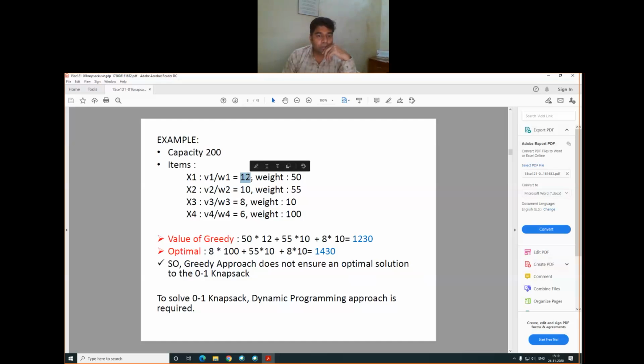The first item has profit per weight V1 upon W1, meaning the first item's profit divided by its weight gives profit per unit weight, which equals 12, and its weight is 50. Similarly, the second item has profit per weight 10 and weight 55. The third item has profit per weight 8 and weight 10, and the fourth item has profit per weight 6 and weight 100.